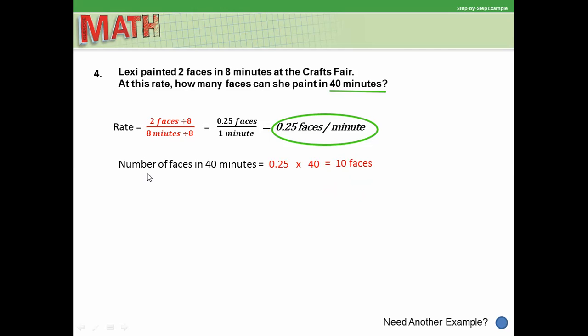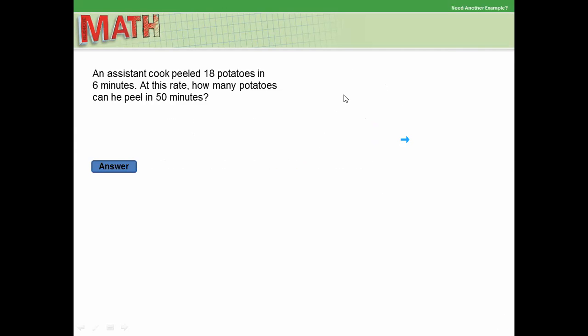So I have here two main steps. The first step is to calculate the rate. And the second step is to find or calculate the number of faces in 40 minutes. So I have to multiply the rate by the number of minutes. Let's move to the next question.